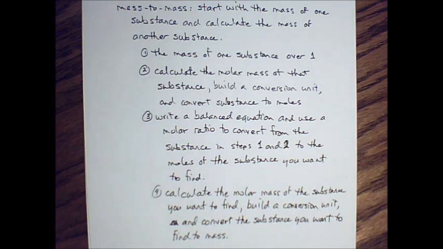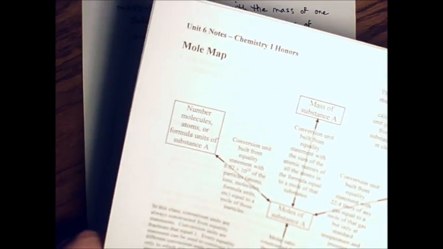So these 4 steps are pretty much the 4 steps you'll find in your mole map on page 274 of your text. Why don't you get that out? The mole map. That's what I said, 274. The mole map.